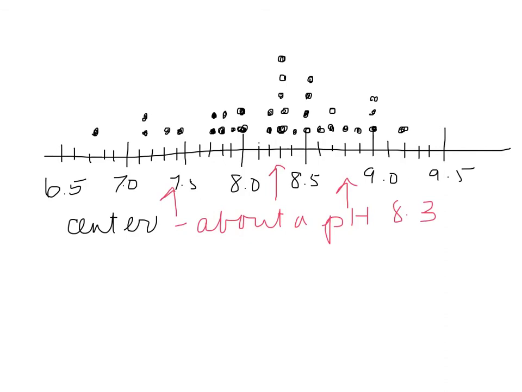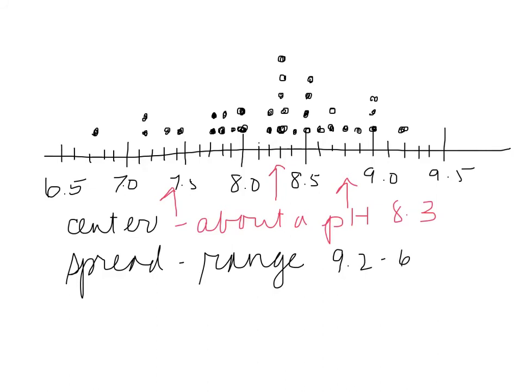The next thing I need to comment on is the spread. And the spread of the data, for now we're going to use the range. And the data ranges from 9.2 down to 6.7, which is a range of 2.5. So my pH ranges across 2.5.